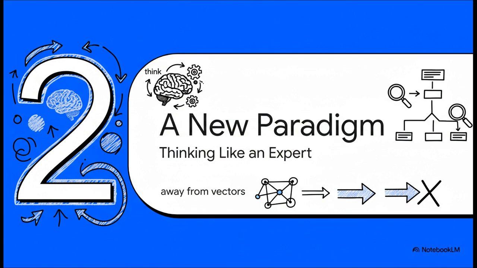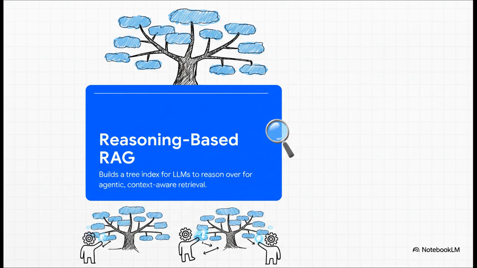This is a fundamental shift. We're moving away from vectors altogether and into a system that actually tries to simulate how a human expert would navigate a dense document. It's all about letting the LLM think and reason its way to the answer, not just match some keywords or concepts.